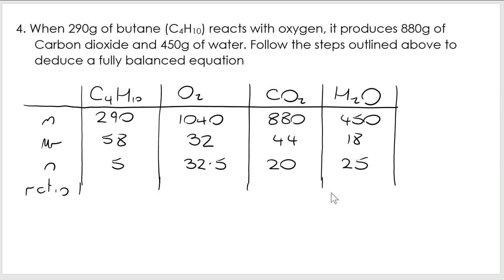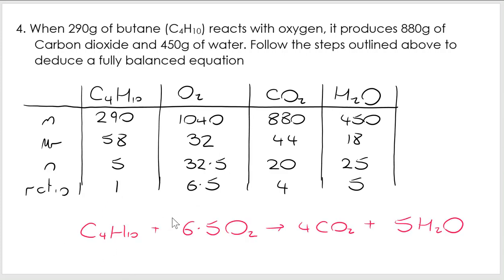I find my MRs, I put those in, and I use those to calculate my number of moles. 5, 32.5, 20 and 25. Let's now divide all of those by the smallest and I get 1 to 6.5 to 4 to 5. And that gives me my balancing for the equation. C4H10 plus 6.5 O2 goes to 4 CO2 and 5 H2O.